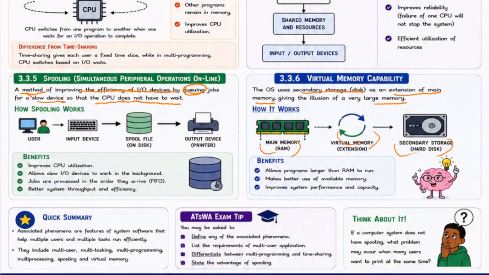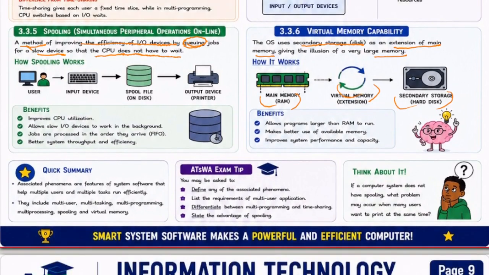And I think that is the end of system software. Now, quick summary. Associated phenomena are features of system software that help multi-users and multiple tasks run efficiently. They include multi-user, multitasking, multi-programming, multi-processing, spooling, and virtual memory. And I think we've done justice to that information.